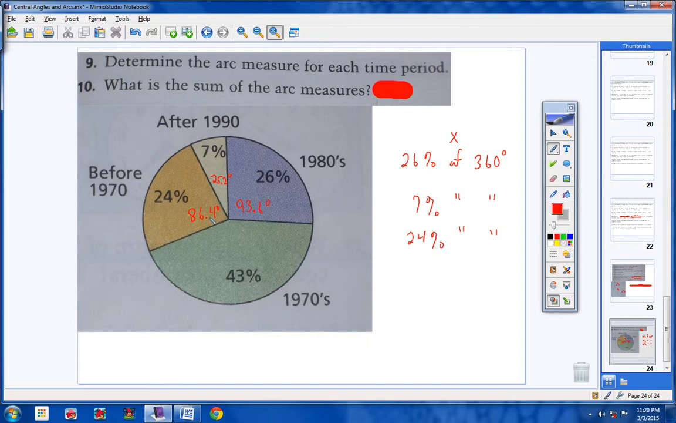And then I have one more segment left to find. And to be honest, you can do it two ways. You can take 43% times 360, which is fine. Or you can just add all these up real quick. 86.4 plus 25.2 plus 93.6 and subtract it from 360, and you'll get 154.8 degrees. Or you can simply take 0.43 times 360 and you get the exact same answer, 154.8.